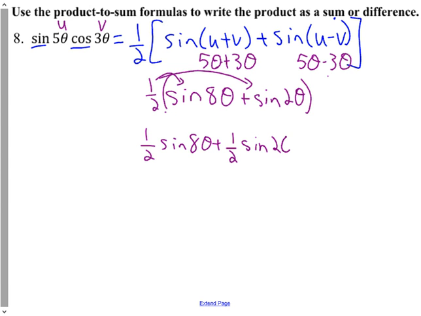Someone brought up a question: why can't we just call it half sine of 10 theta? You can't add the arguments like that. Sine of 30 degrees plus sine of 60 degrees does not equal sine of 90 degrees on our unit circle. So it just doesn't work.